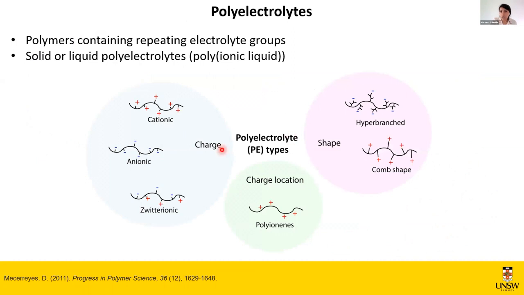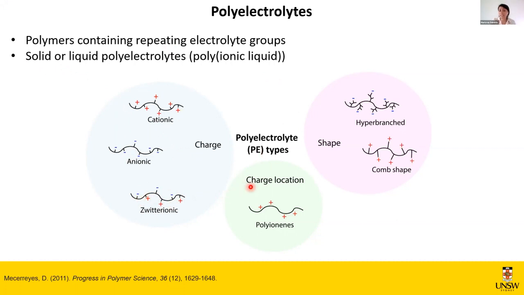In the next step, we are going to add polyelectrolytes, and this is the main topic of this presentation, the addition of polyelectrolytes to that composite that contains RGO in a matrix of polymer. The polyelectrolyte is defined as a polymer containing repeating anionic or cationic groups that help the solid to be dissolved in an aqueous solution, or liquid polyelectrolytes such as polyionic liquids. The polyelectrolytes can be divided according with the charge in cationic polyelectrolytes, anionic polyelectrolytes, and zwitterionic ones with positive and negative charge at the same time in the polymer.